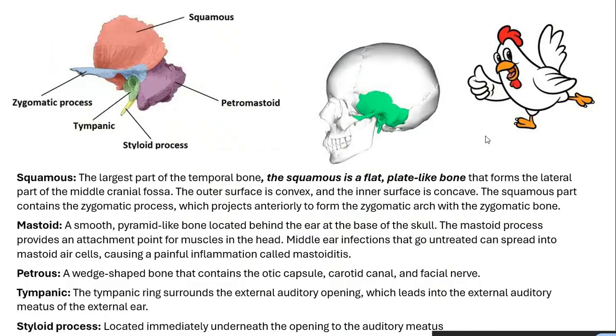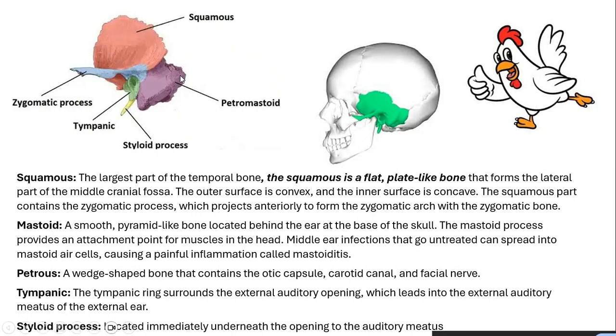All right, so the temporal bone looks like this chicken, right? As you can see, this chicken with a thumbs up, right? Right here. Not temporal, parietal bone. This is the temporal bone. That's how it looks. It looks like a little chicken.